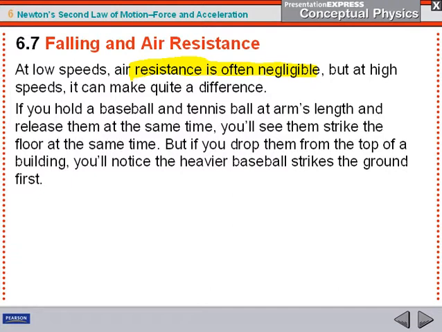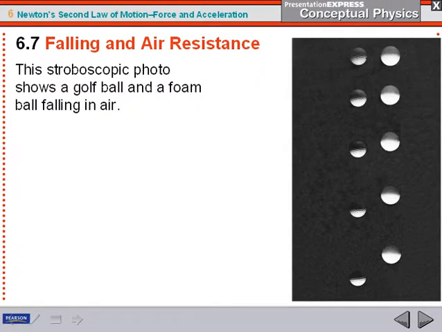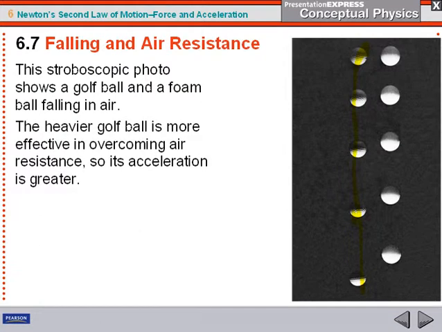So if you drop a baseball and a tennis ball from a really short distance, they're going to hit the ground at just about the same time. But if you drop them from a much higher spot, you're going to notice that the heavier baseball strikes the ground first. You can do this with a golf ball and a ping pong ball. Here's a golf ball and a foam ball, which is pretty close to a ping pong ball, and you can see the golf ball is going to hit the ground before the foam ball does, because it has a much higher terminal speed than the foam ball.